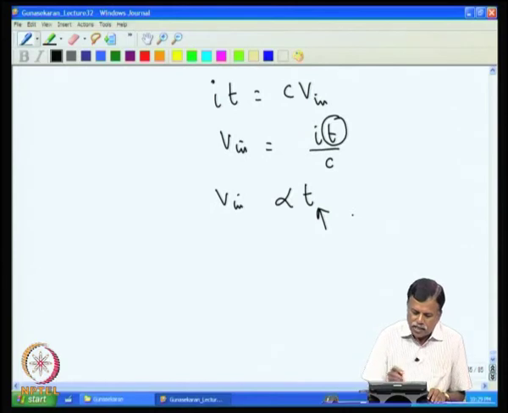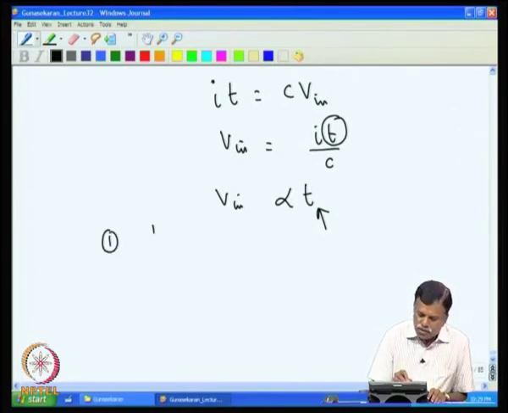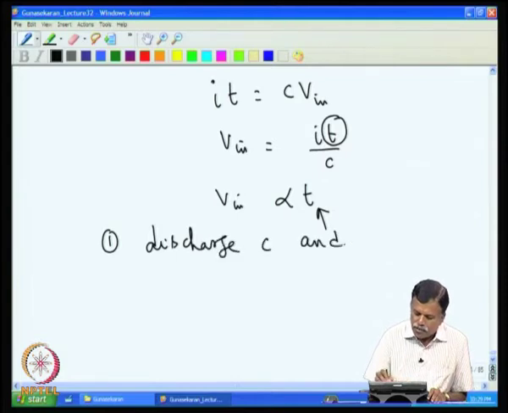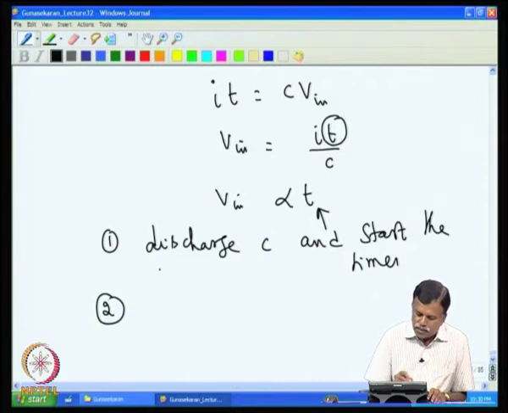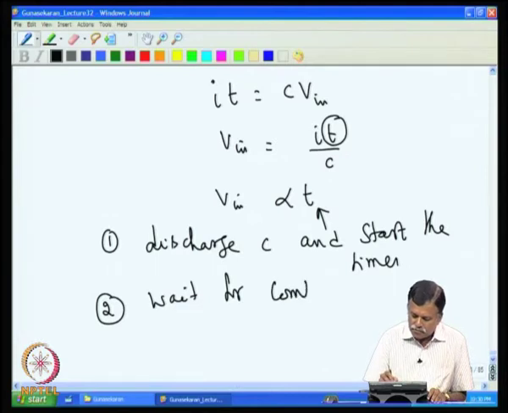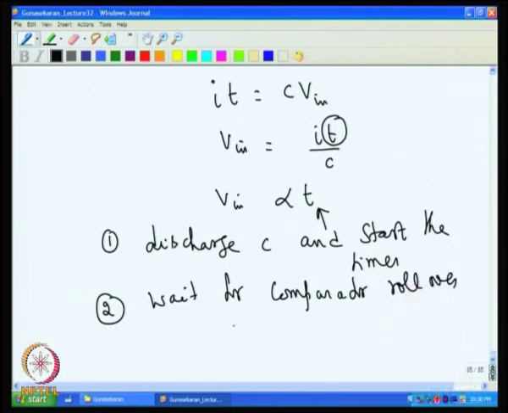So, in this method, start by first discharging C and starting the timer. The second step would be to wait for the comparator rollover. Then stop the timer. So, the time can be measured, and that gives you V in.